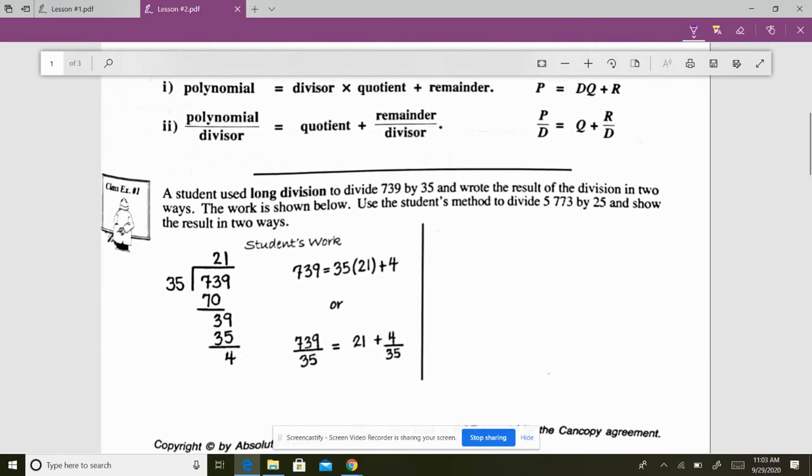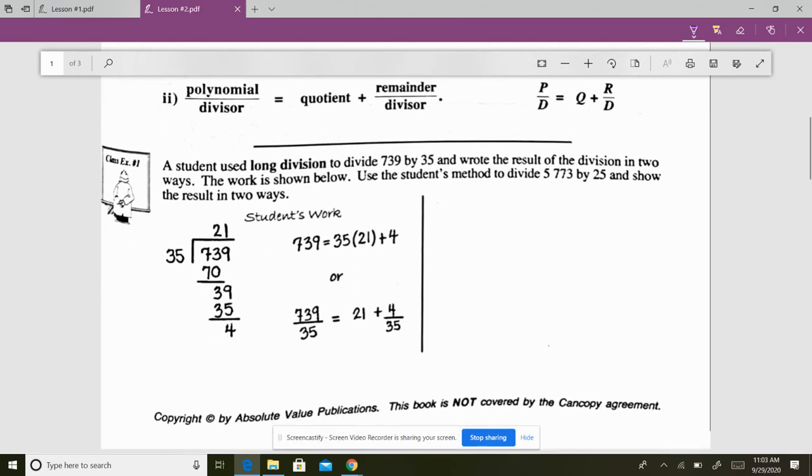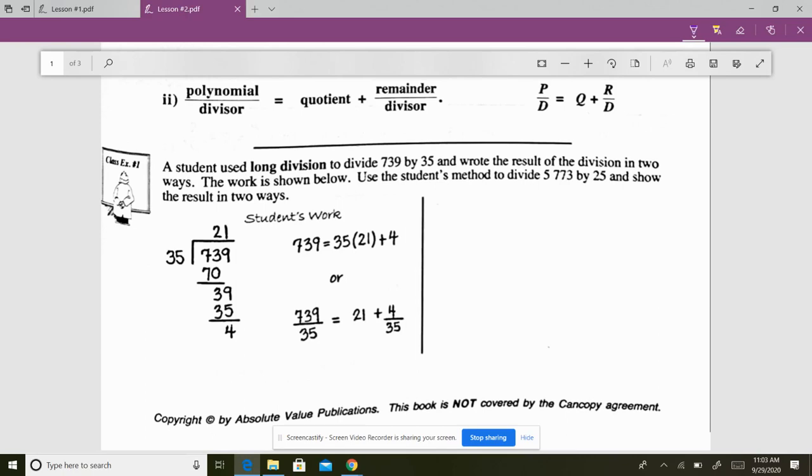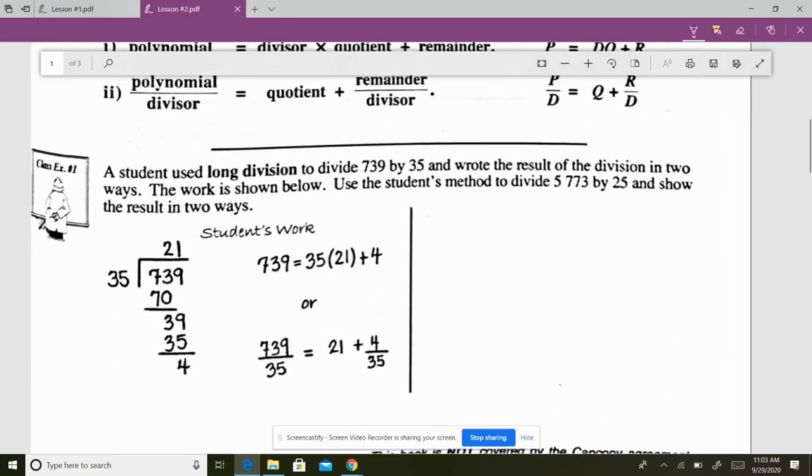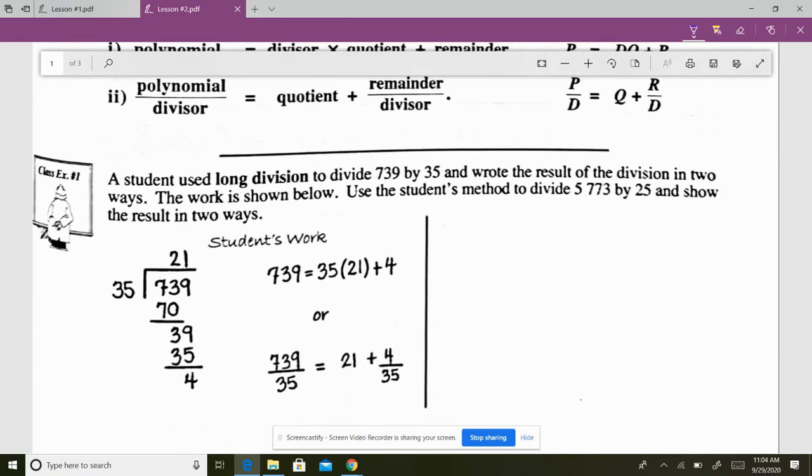I don't know when you first learned long division. When do you learn long division? Yeah, like grade 6? Grade 6? All right, people, we're going back to grade 6. 6 years ago? 7 years ago? I don't know, whenever. All right.